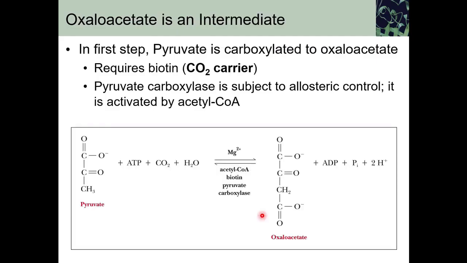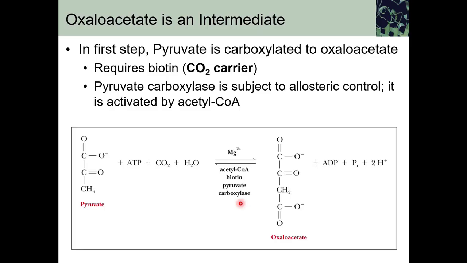The first step in gluconeogenesis is the conversion of pyruvate to oxaloacetate, and that happens by way of this reaction. Pyruvate reacts with ATP and carbon dioxide in the presence of pyruvate carboxylase and the coenzyme biotin, producing oxaloacetate. Now, pyruvate carboxylase is subject to allosteric control. It is activated by acetyl-CoA. We haven't yet discussed acetyl-CoA, but acetyl-CoA is actually the product of pyruvate dehydrogenase.